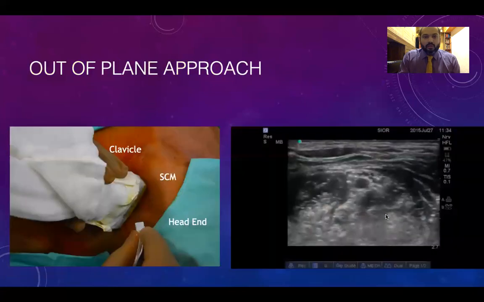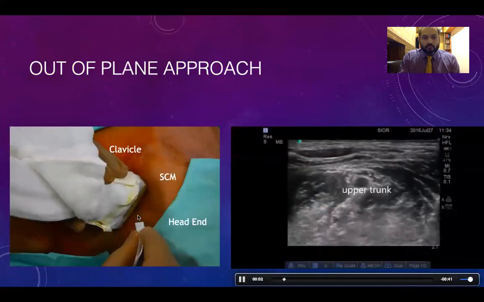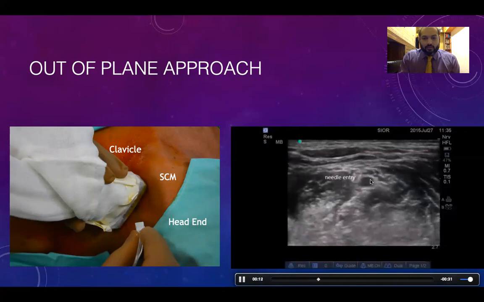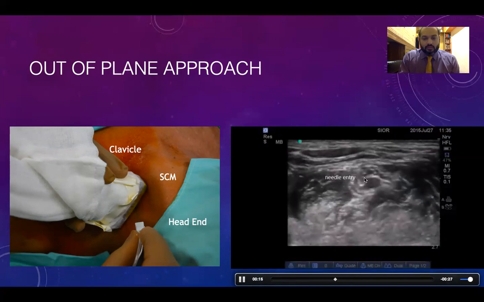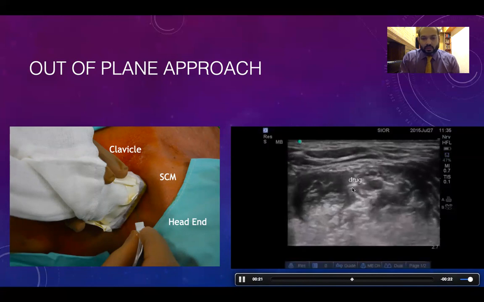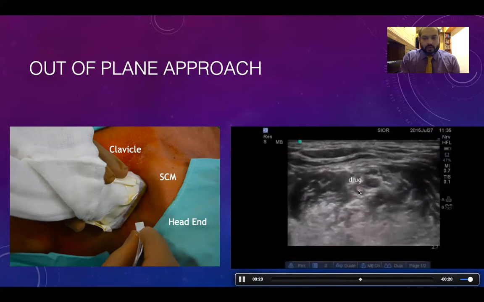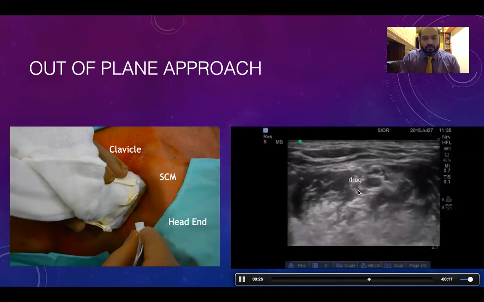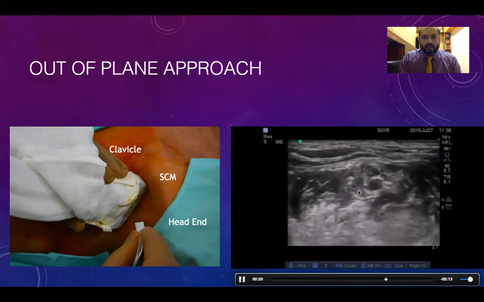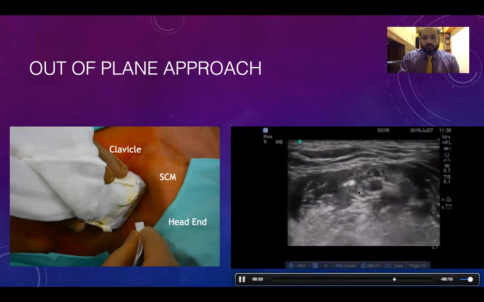Now the next is out-of-plane technique, where the needle is perpendicular to the probe. Here you can see only the tip of the needle, not the entire shaft of the needle. You can see the needle entry. You can see a small indentation of the trunk. Once we get the desired response and the desired current, we start injecting the drug and we see a good spread of drug around the nerve trunk. But in practice, we definitely advocate in-plane technique for any particular block.